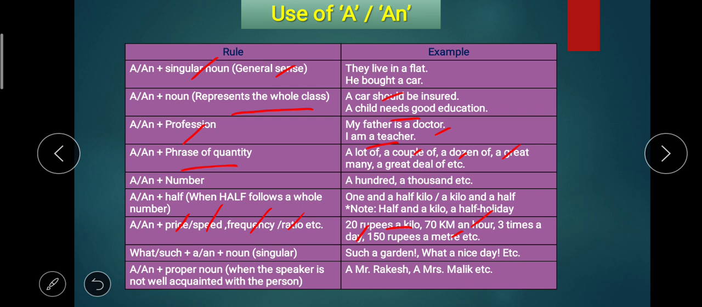It means in Hindi also we say a Mr. Rakesh, koi Rakesh naam ka vyakti, a Mrs. Malik, koi Shrimati Malik. In this way, in Hindi also we use the word koi. So in English, a or an in this particular category means koi, any.